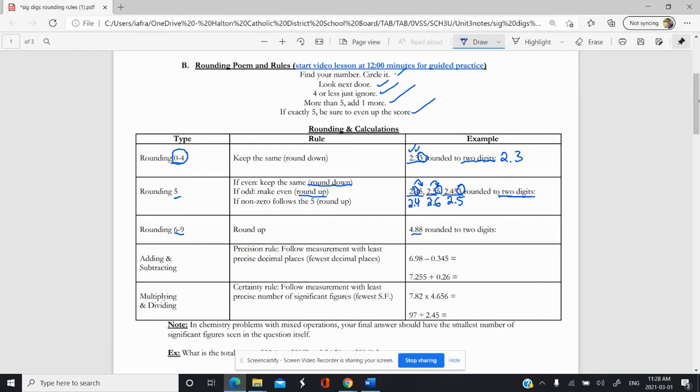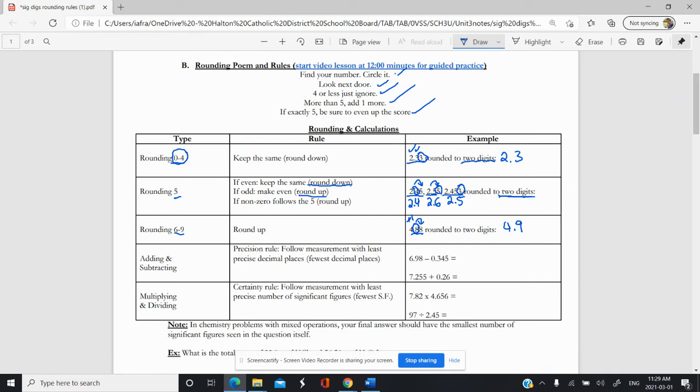So for example, over here I have 4.88, and I want to round it to 2 digits. So this is my second digit here. I look next door, and that's higher than 5, so 6 to 9. And so this would become 4.9. I'm basically just adding one more to that digit there, because I'm closer to the 4.9 than I am to the 4.8, for example, and that's to 2 digits.